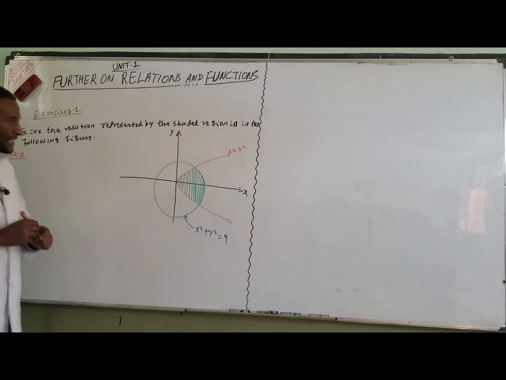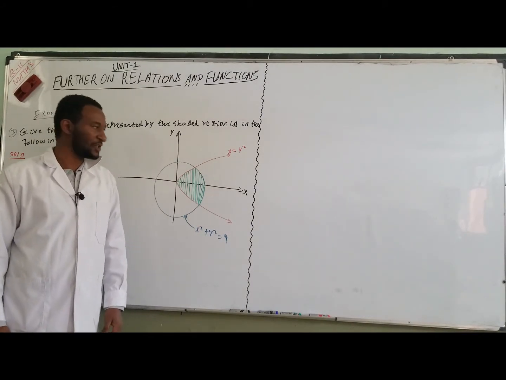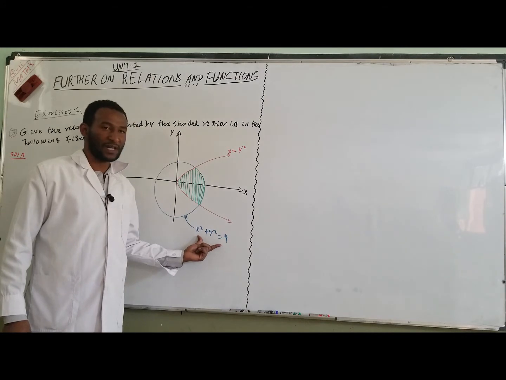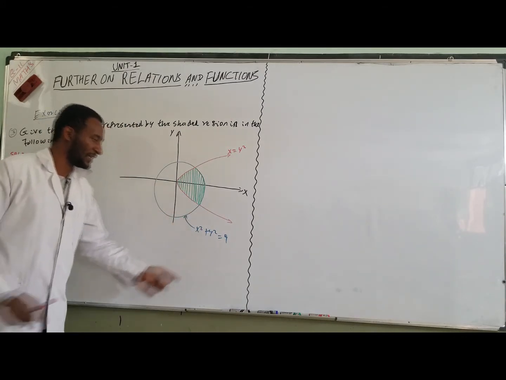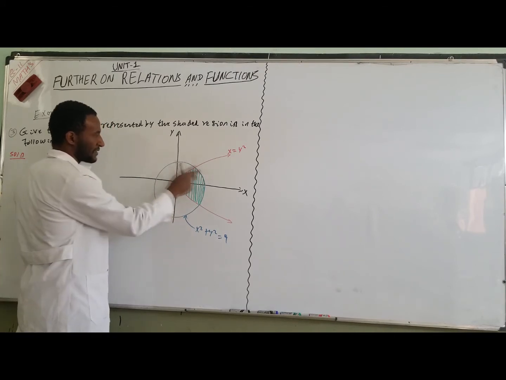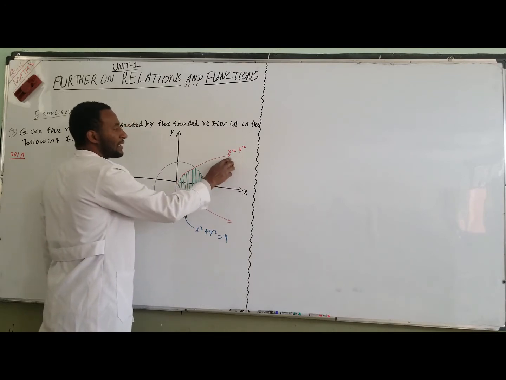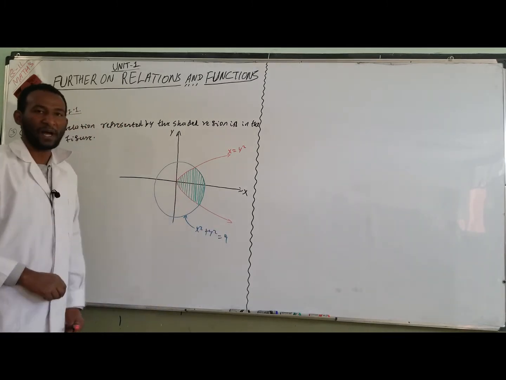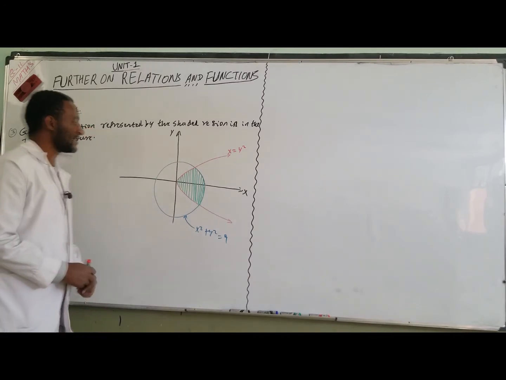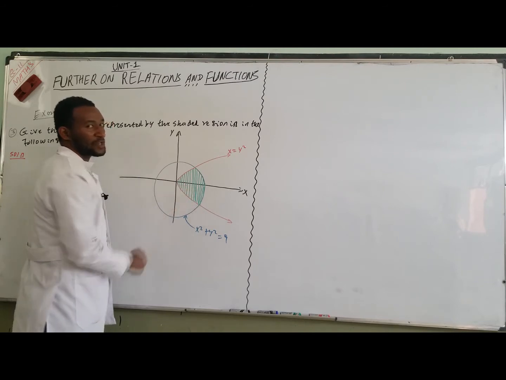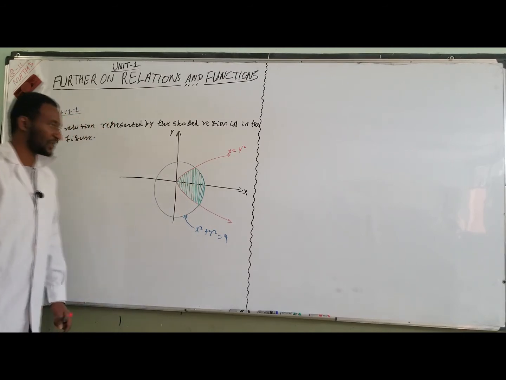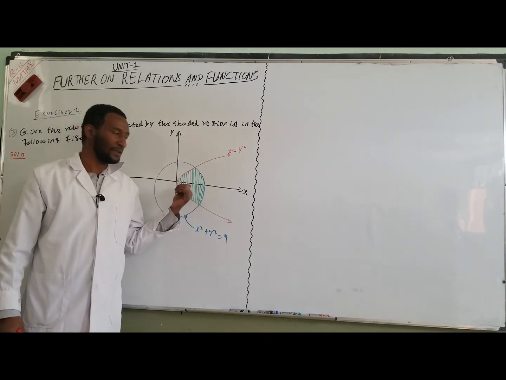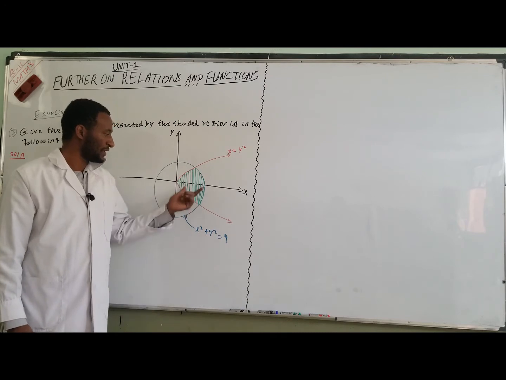When we find the relation that represents this shaded region, we have to change these equations into inequalities, because the equation of the circle represents only the points on this curve, and the equation of the parabola also represents only the points on this curve. Therefore, the region is represented by inequalities. To find the inequality that represents this region, we have to take any point from this shaded region.